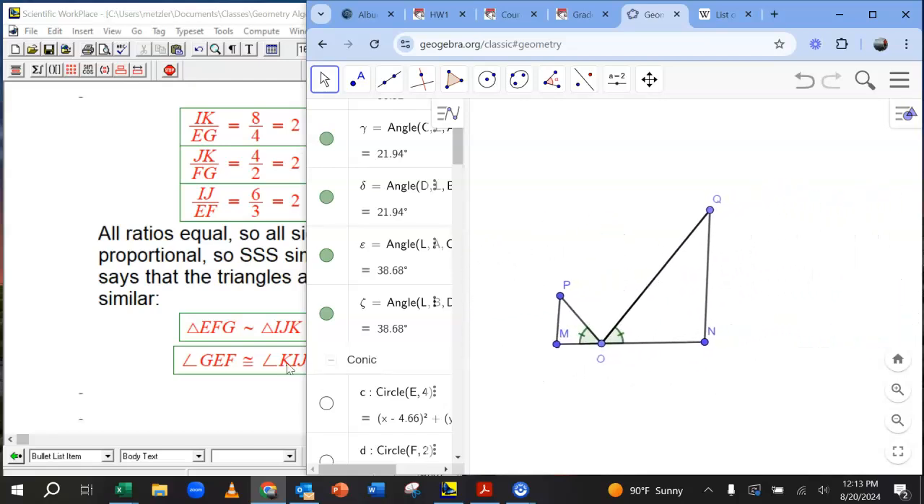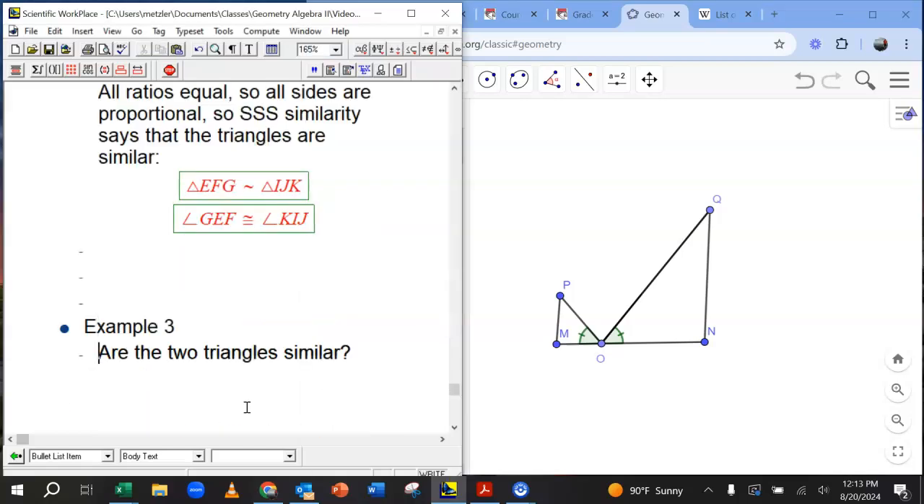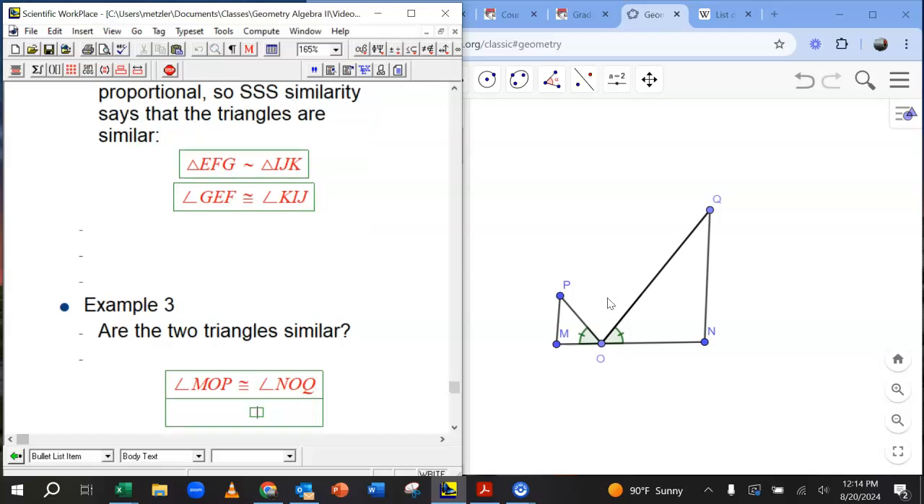Okay. Are these triangles similar? We've got a left and right triangle here. Are the two triangles similar? Well, it looks like we might have exactly that kind of information. I've marked that these are known to be congruent. So angle MOP is advertised to be congruent to NOQ. Okay, so far so good. If we had one more pair of congruent angles, we'd be good.